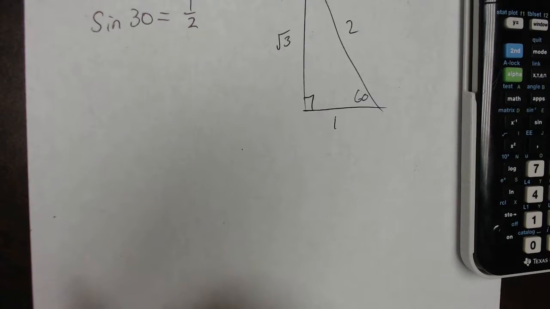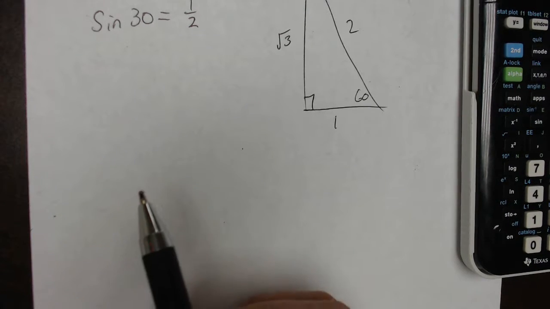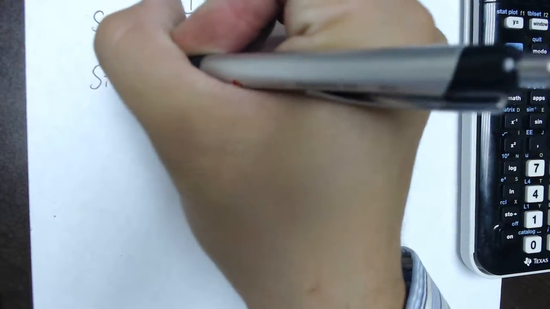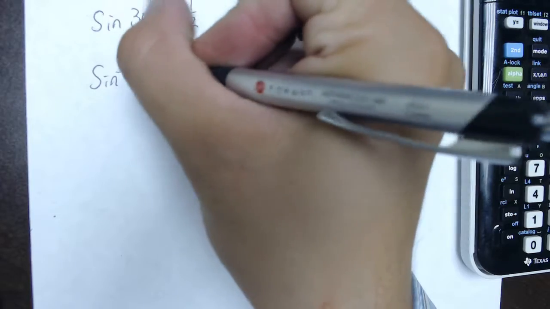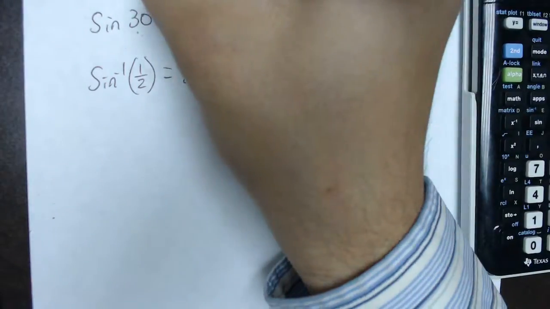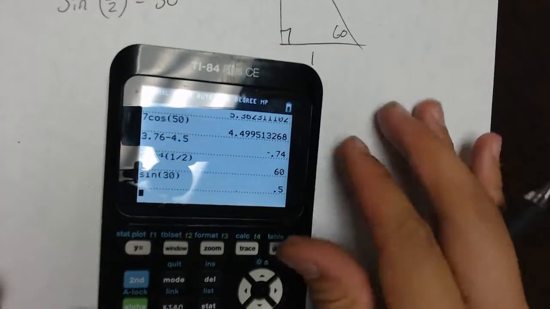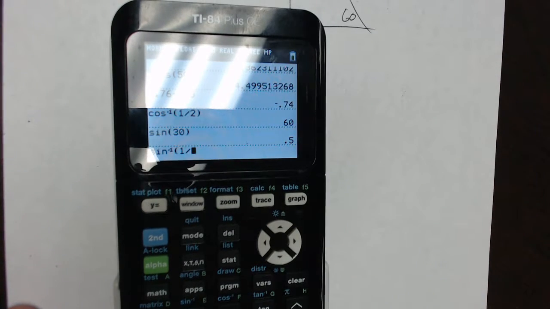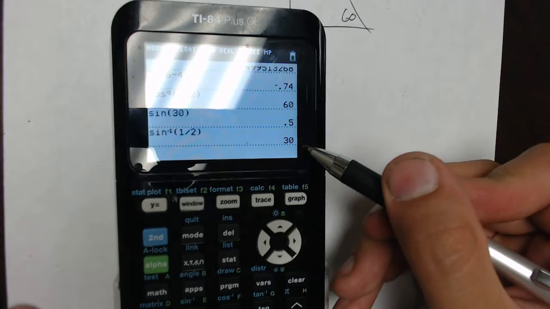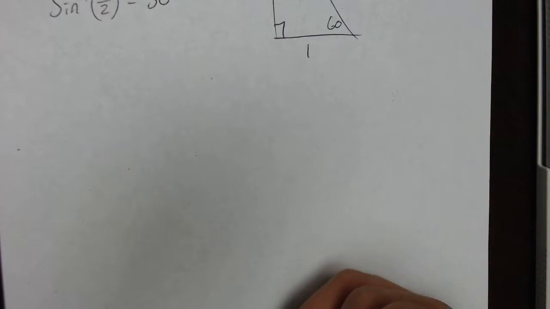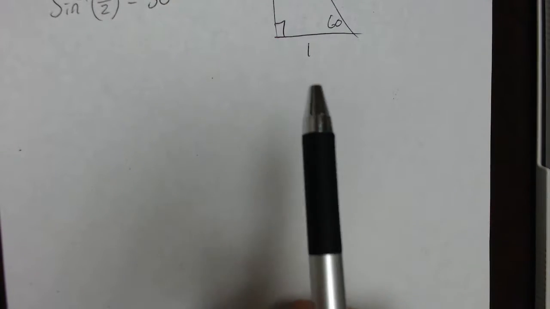Now, the inverse function does the exact opposite. Instead of starting off with 30 degrees, the inverse function, or the sine -1, would take the 1/2. We'd take sine -1 of 1/2, and then that would tell us the degrees, right? So we would do that by hitting second, sine -1, 1 divided by 2, and parenthesis, and then we get 30 degrees. All right? So that's how the inverse functions work. They do the exact opposite of each other. And that's how they relate with sine, cosine, and tangent.